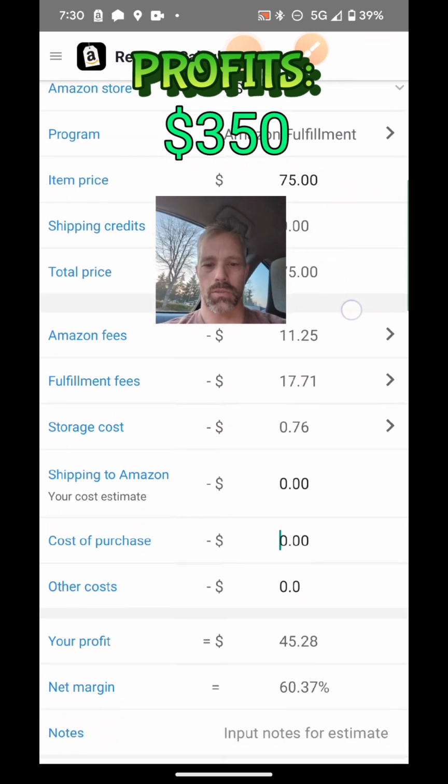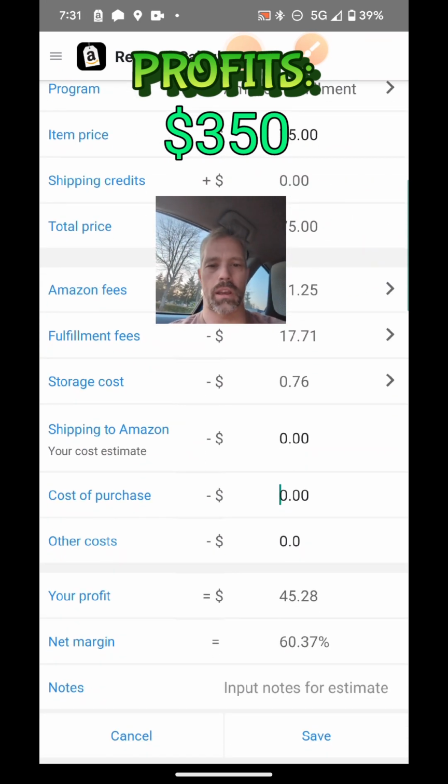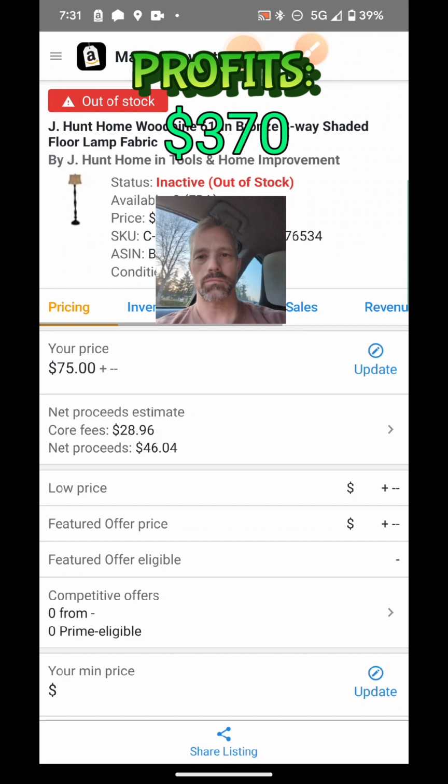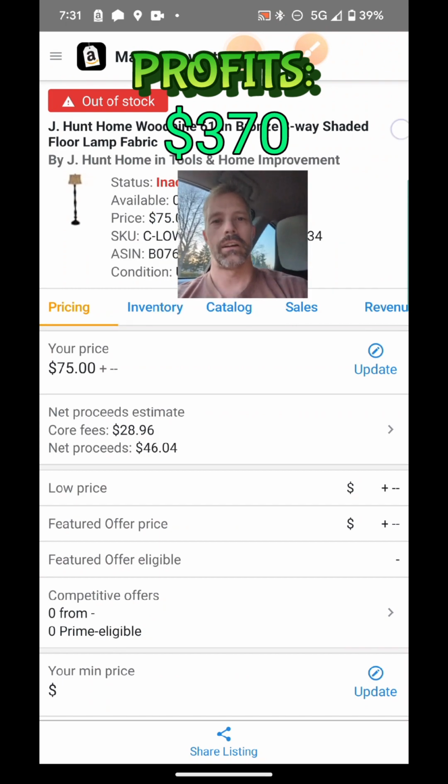So where are we at? Profit minus 20. We'll just say minus 25. So I made $20 profit on that. So now we're at $75 profit in 2 days.